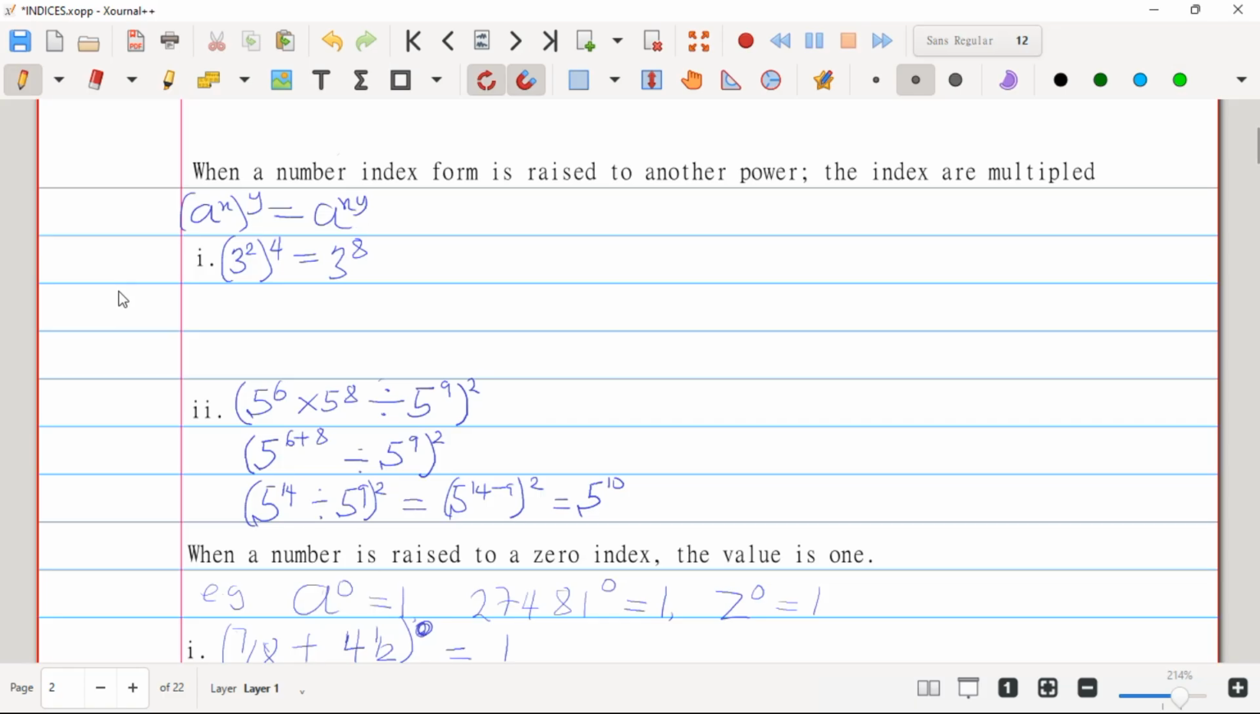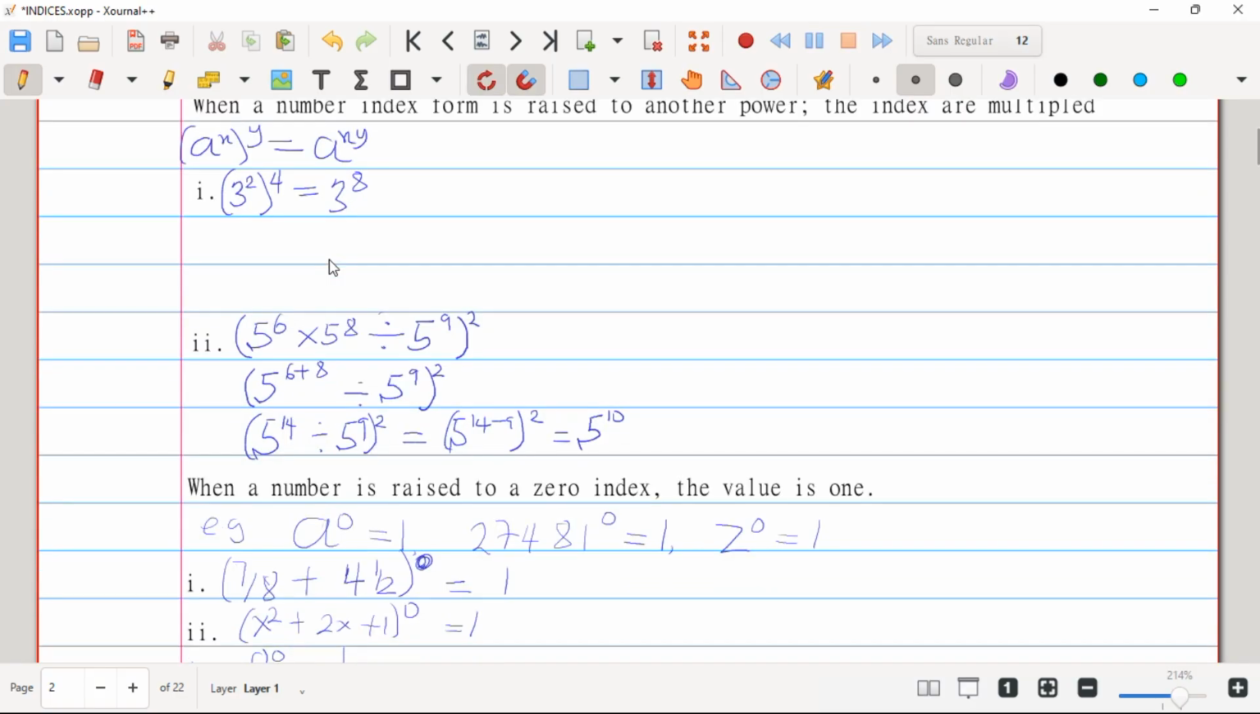So let's check an example here. We are having 3 raised to the power 2, all raised to the power 4. So here what we are going to do is multiply the exponents. So you are going to have 3 raised to the power 2 times 4. This is going to give us 3 raised to the power 8.